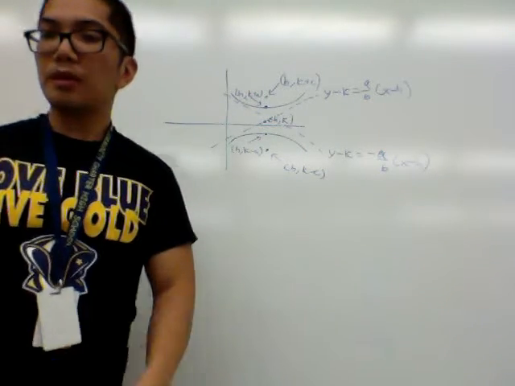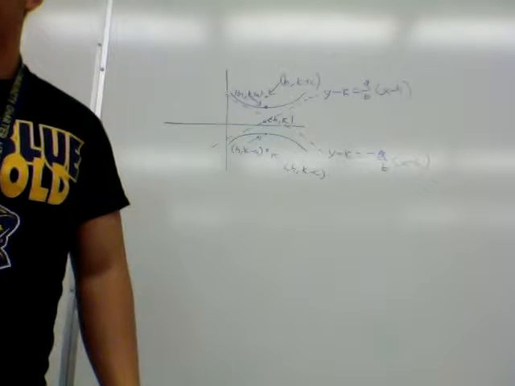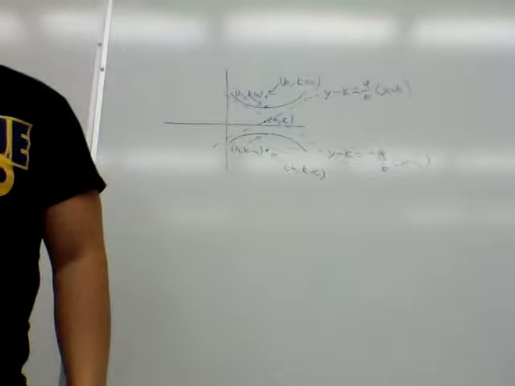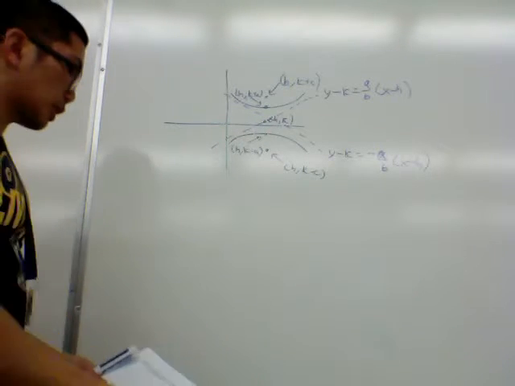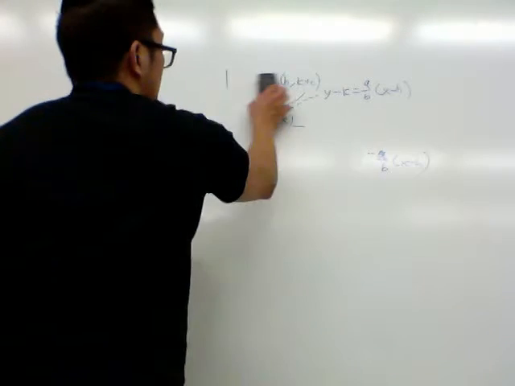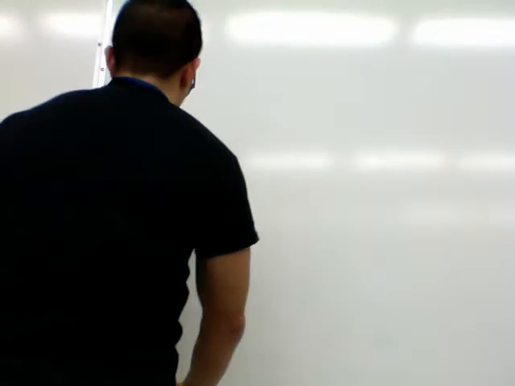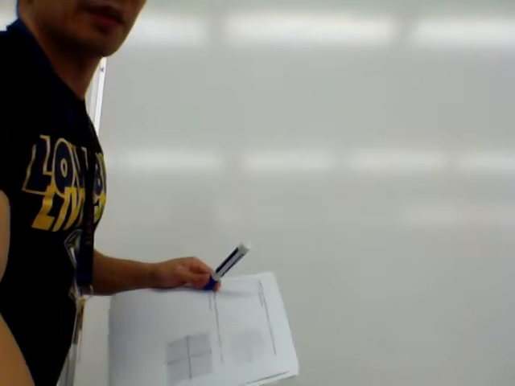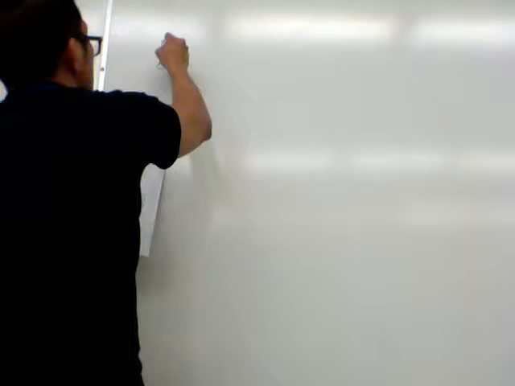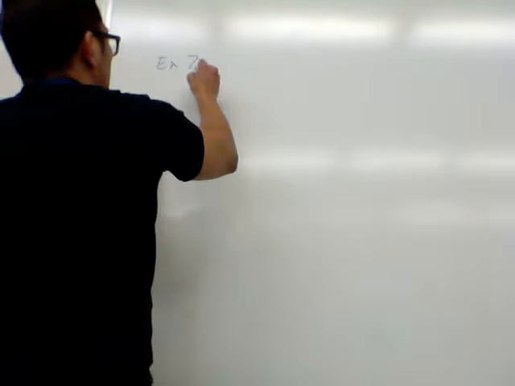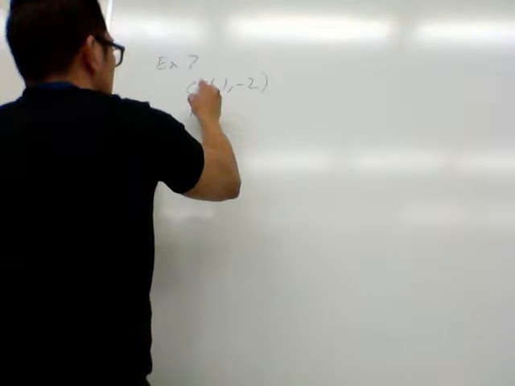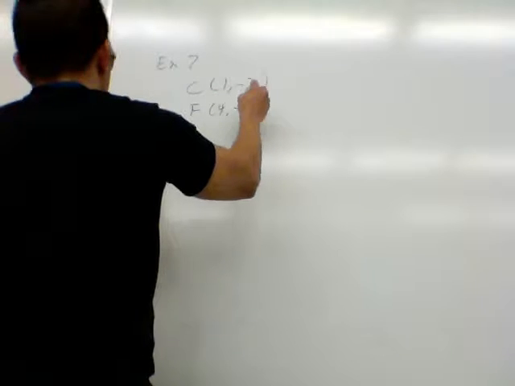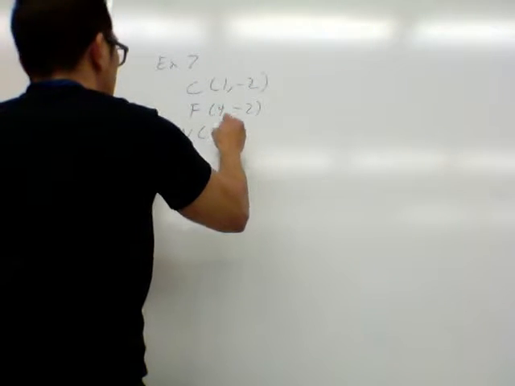Okay? So now let's actually go and do example 7. Example 7 says we are going to find an equation. So we're on the next page now. Find an equation for the hyperbola with center at 1, -2. So this is example 7. Your center is 1, -2. And you have one focus at 4, -2, and a vertex at 3, -2.